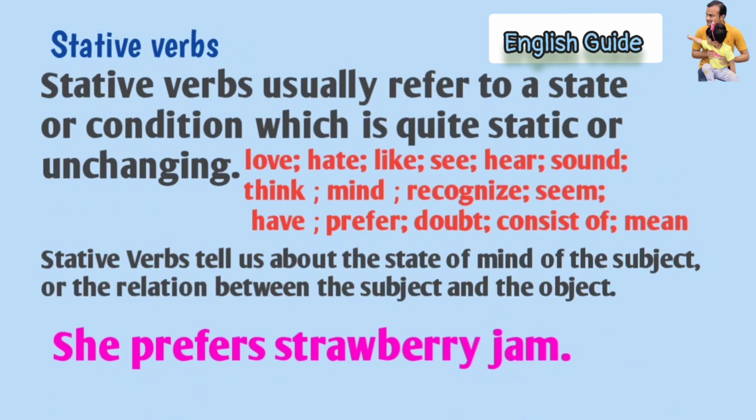Coming to stative verbs. Here we cannot physically feel it, but it is the state of mind of the subject, or simply a relation between the subject and the object. First check the example like she prefers strawberry jam. So this we cannot see physically, or we can just take it as the state of mind of the subject only.